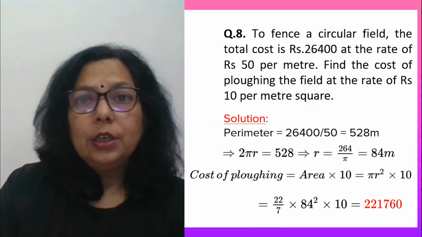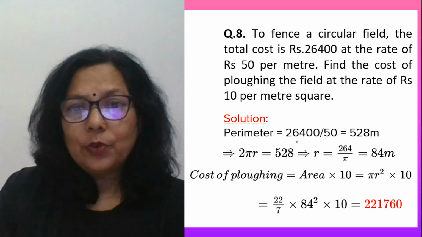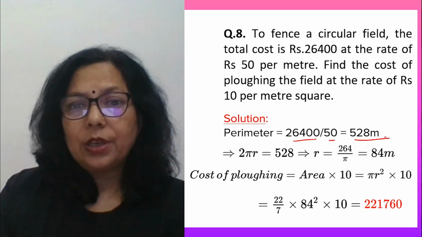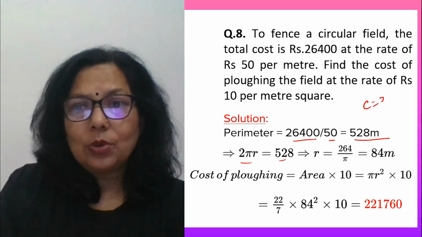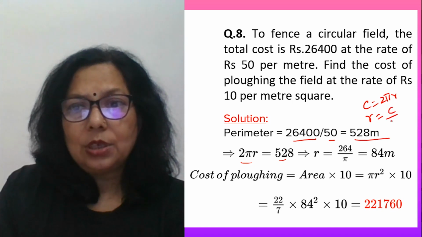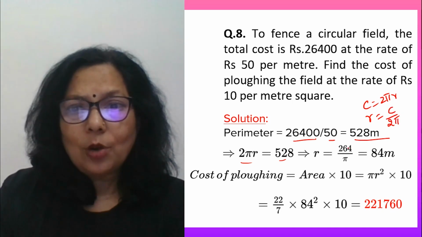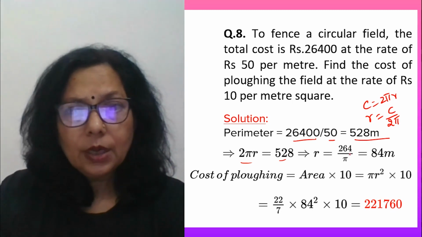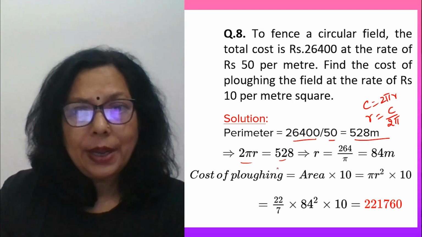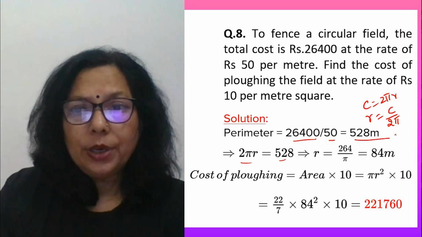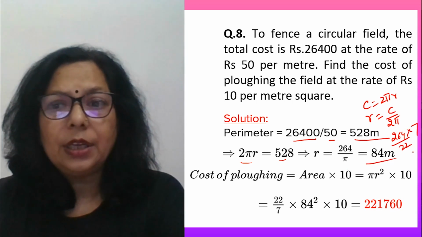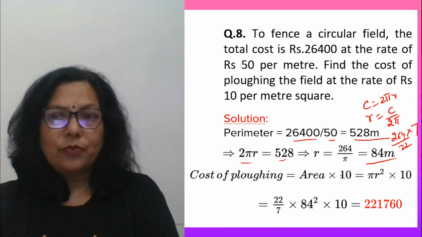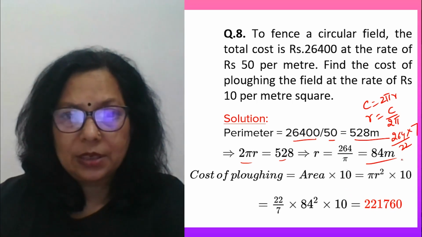So let's move on. To fence a circular field, when you divide the total length by 50, you get 528 meters. That means 2 pi r was 528. So C is equal to 2 pi r. So R is equal to C upon 2 pi. So C is how much? 264. Right. So you can find out 2 pi. Here you have already divided by 2. So it gives you 264 divided by pi. Now it gives you 264 upon 22 into 7, and that comes out to be 84 meters. When you divide 264 by 22, you get 84 meters.